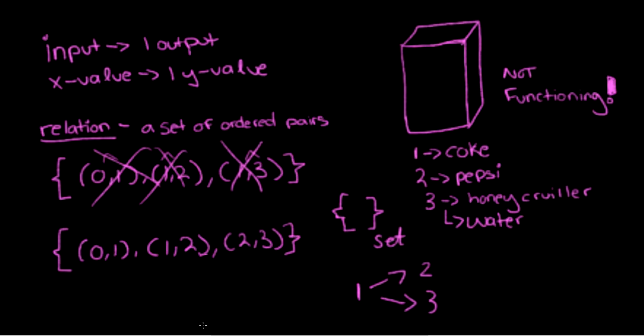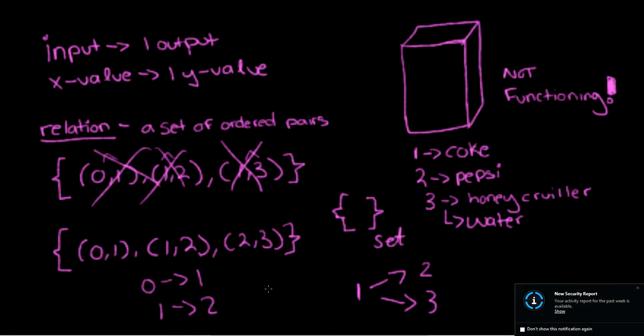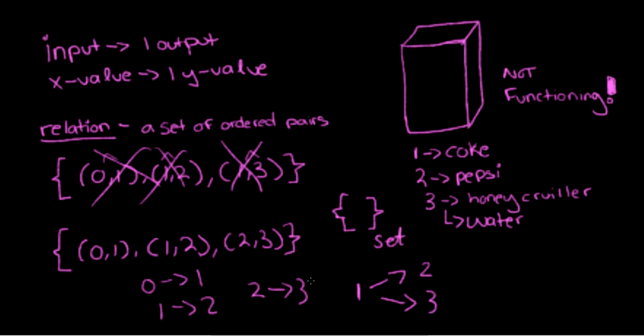Now, let's look at the second relation. Let's look at the x terms, 0, 1, and 2. All of the x terms are unique because when you plug in 0, you get 1. Whenever you input 1, you get 2. Whenever you input 2, you get 3. So this would be a function.